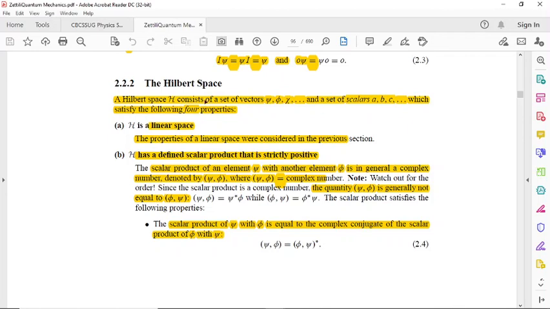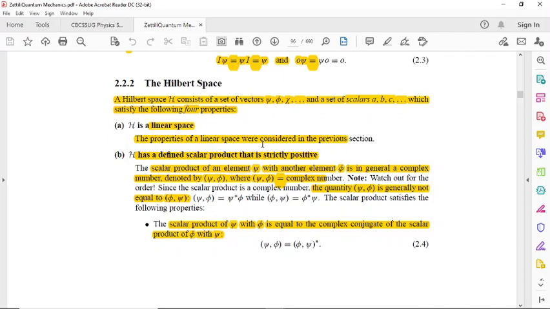നമുക്ക് Hilbert space കുറിച്ച് പറയാം. Hilbert space H, it is represented by this H, and is a linear space, linear vector space. So Hilbert space is also a linear vector space, but it has some other properties, and therefore the properties of a linear space were considered, and it will have all the properties of a linear vector space. Then Hilbert space is defined as a defined scalar product that is strictly positive.